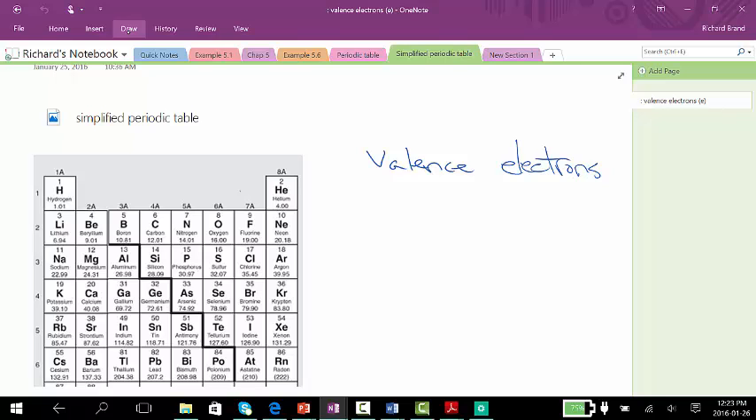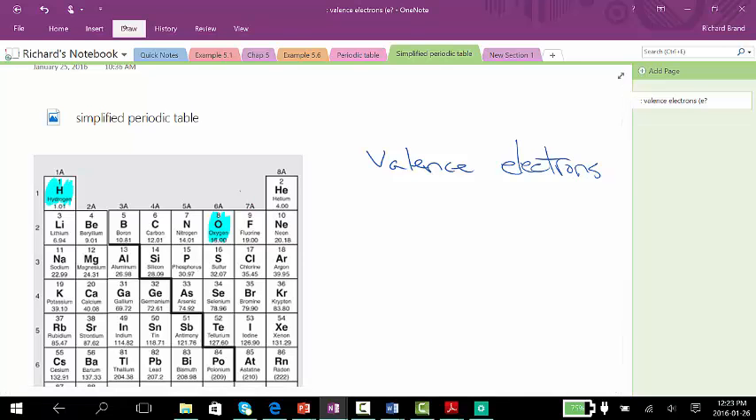Well, here's hydrogen in the simplified periodic table, and here's oxygen. Remember, you just count the columns. So hydrogen's the first column, so it's got one valence electron. Oxygen is in the 6th column over, or group 6A. It has 6 valence electrons.